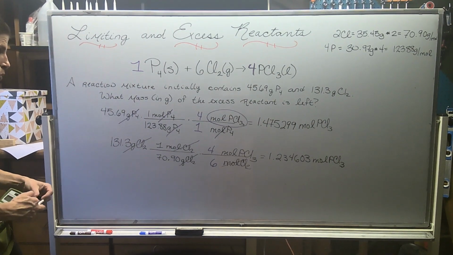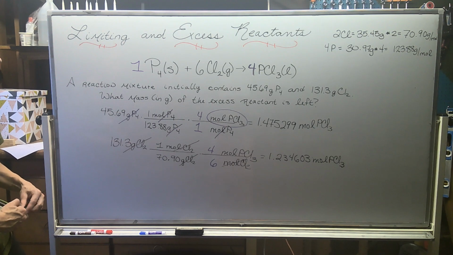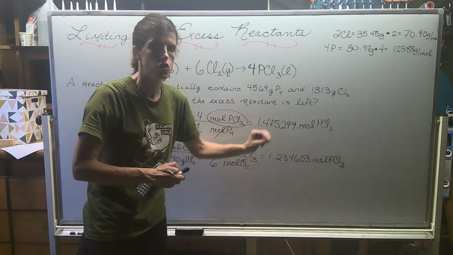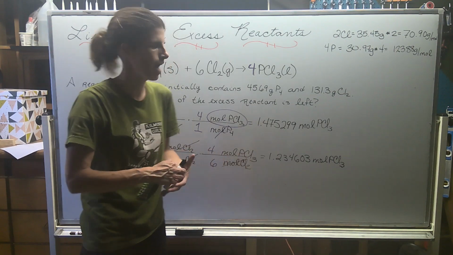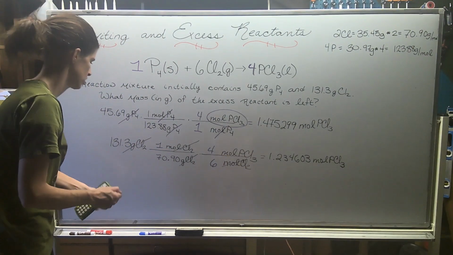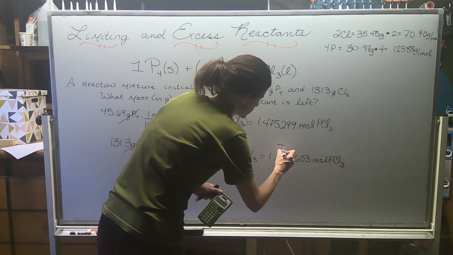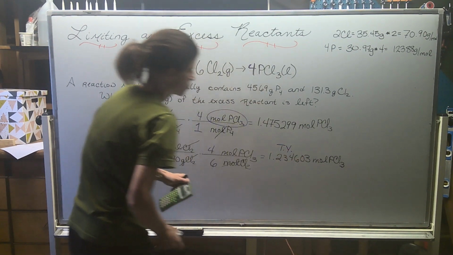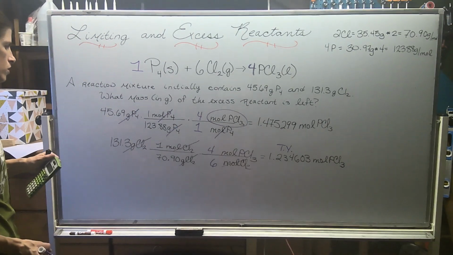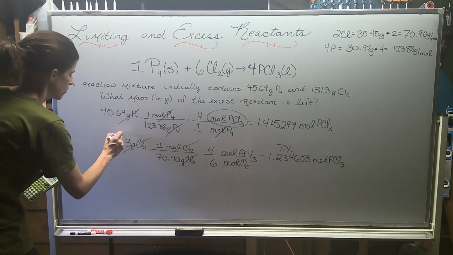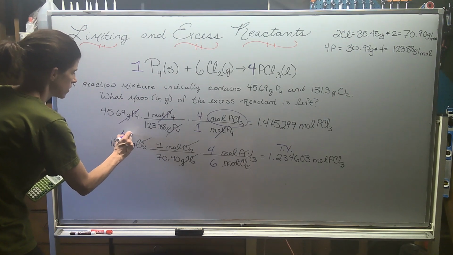So with this information, we have 2 numbers that both have moles of PCl3. So we're able to compare them. Now we have an apples to apples situation. Our theoretical yield is here. So that theoretical yield is associated with the chlorine, which will be our limiting reactant.